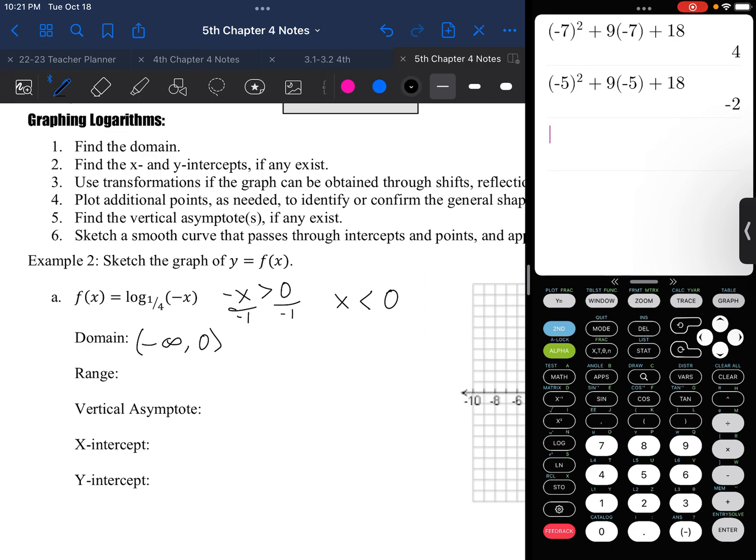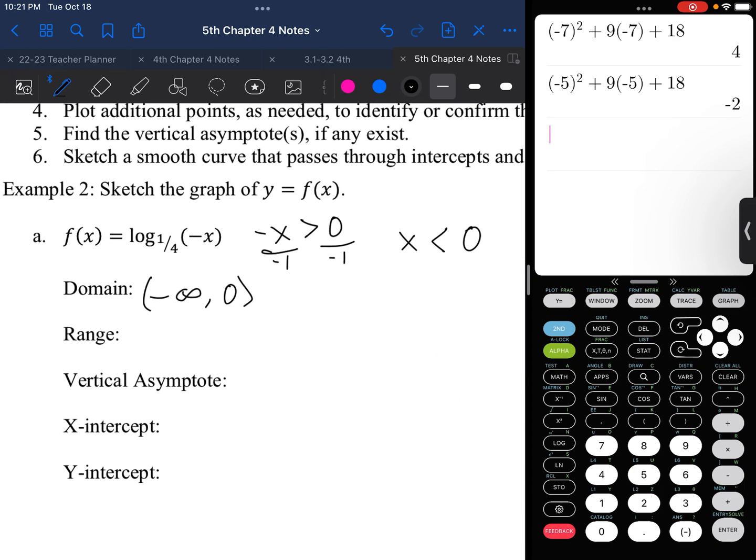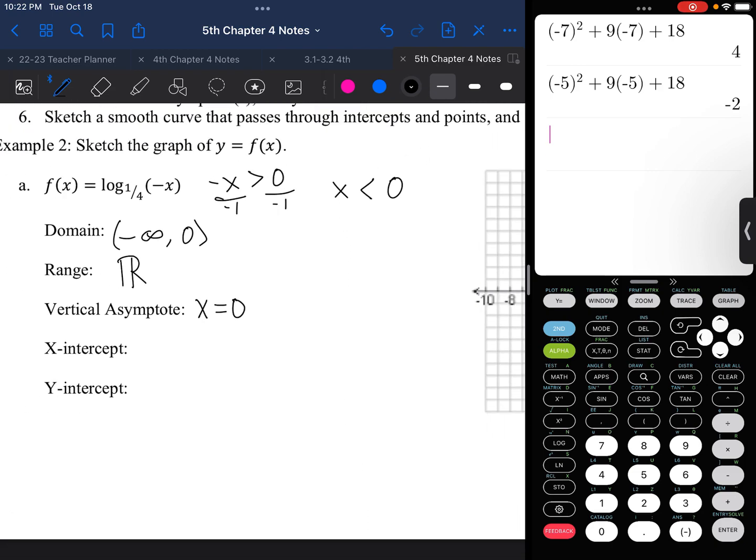Okay. And then our range on a normal logarithm function is not restricted, right? This would be our axis. So it's not restricted at all. So our range, in theory, is all real numbers. We do have a vertical asymptote at x equals 0 most of the time. We do need to double check and make sure that that hasn't been shifted at all.